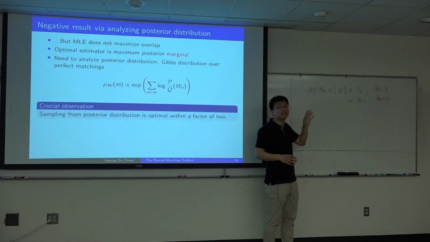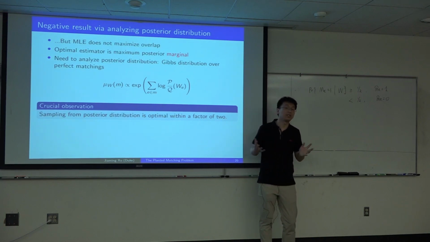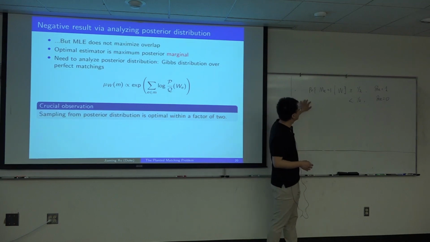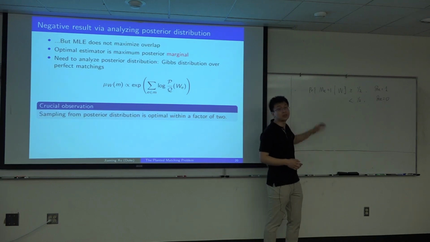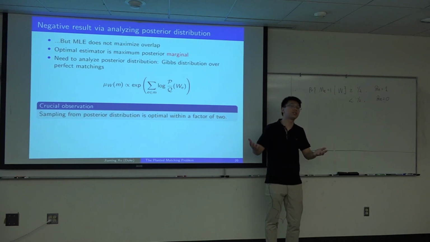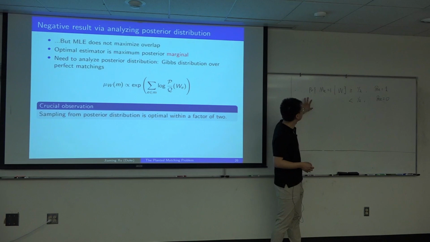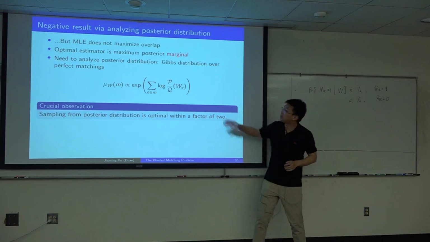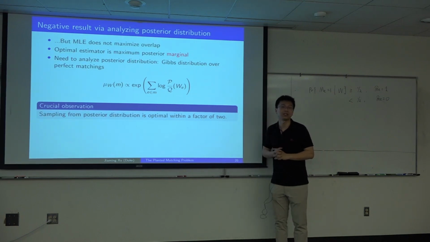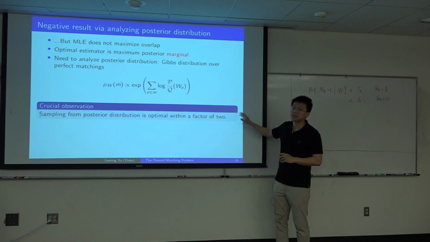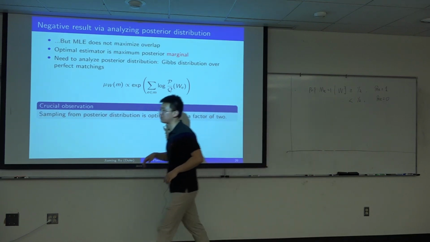The estimator that we're talking about may not even be a valid matching. It's just a bunch of edges that you believe are in the matching. Here, the cardinality may not even be n. You may output more edges than you believe are in the matching. So this is more generic. But this posterior sampling will always give you a valid matching. And this shows that it is optimal within a factor of 2.